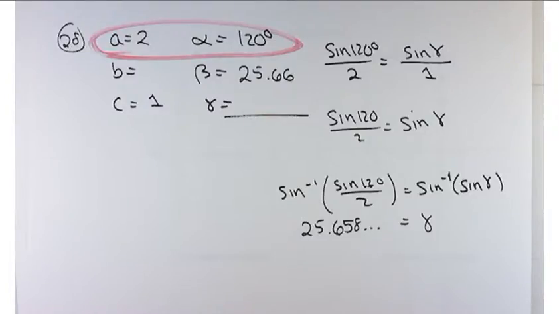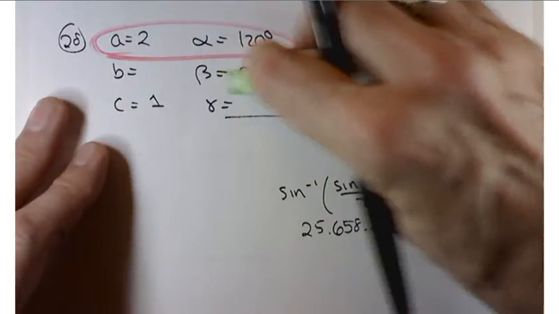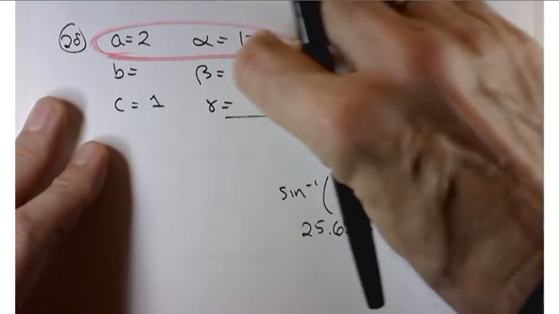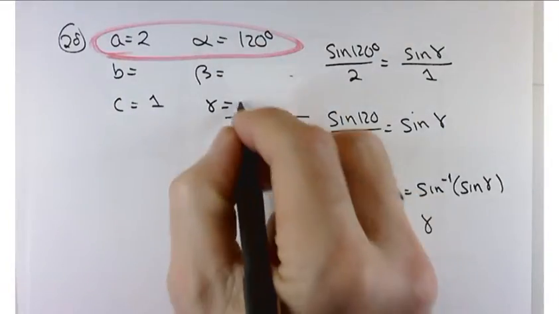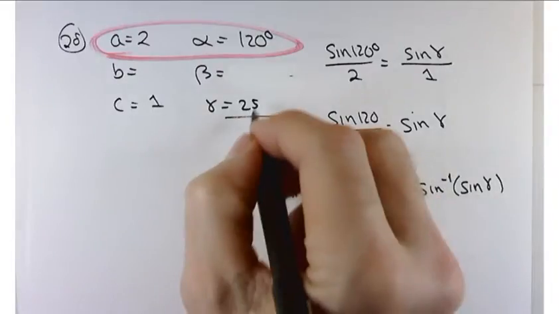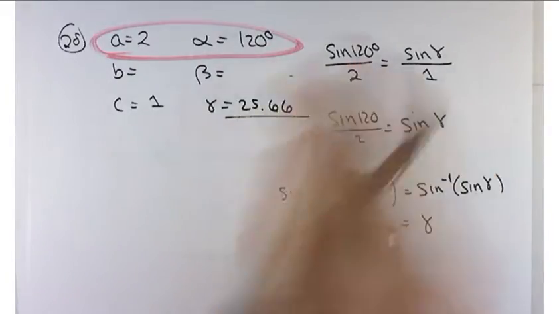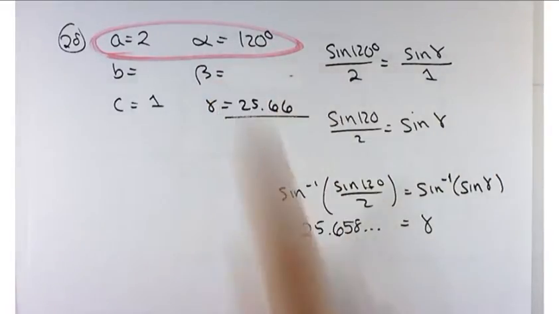You know what? I just did gamma. Sorry, I put this in the wrong spot. Wait a minute. A little bit of digital Photoshop here. Beautiful. So there we go. 25.66. How am I going to figure out beta?